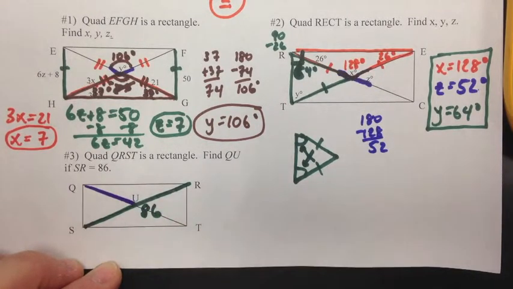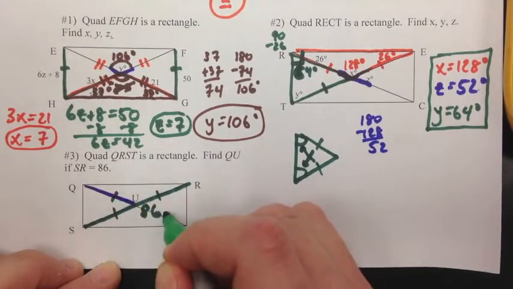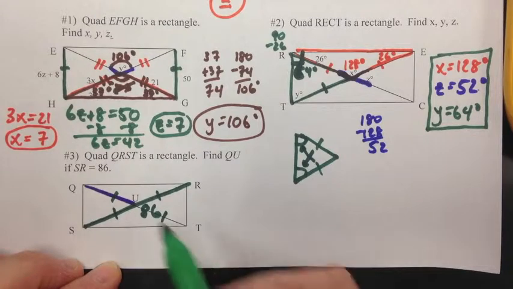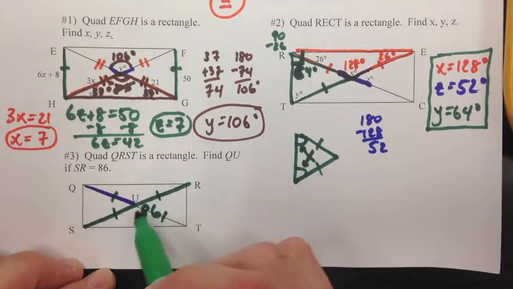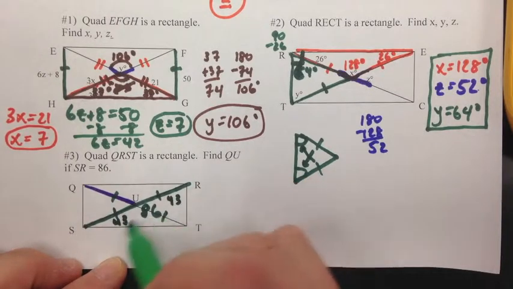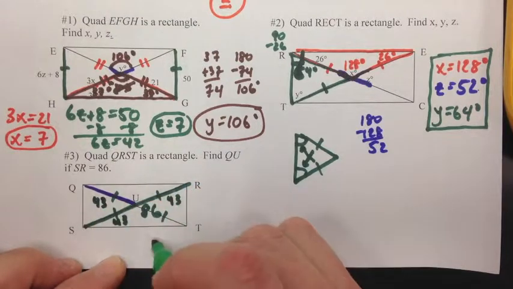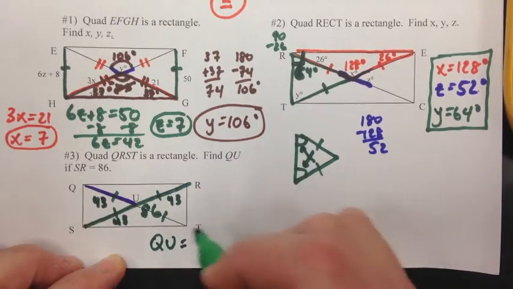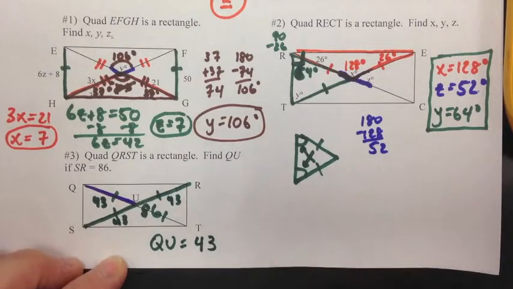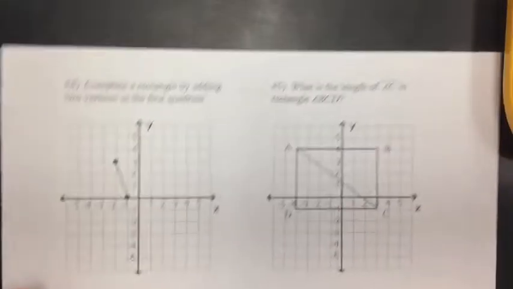Well, what we know about the diagonals is that they're congruent, which means that because they bisect, all the pieces are congruent. So if the whole diagonal is 86, then that means each piece is 43. 86 divided by 2. If these are 43, then the length of QU is also 43. All right, so that's it for number 3. Let's go ahead and flip it onto the back. Take a look at number 4.